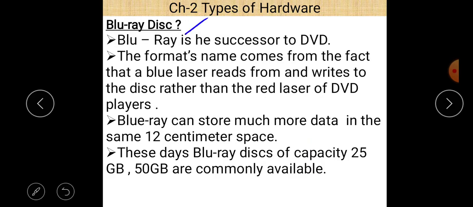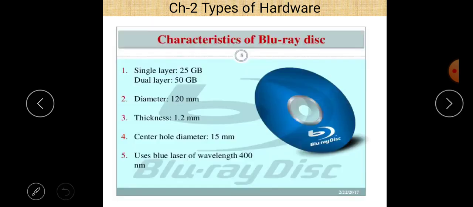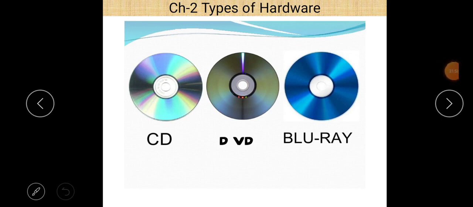Next is Blu-ray disc. Blu-ray disc is a successor of a DVD, and they can store data up to 50 GB. The most common size is 25 GB. And a blue laser is used in it, while in DVD a red laser is used. In Blu-ray disc, a blue laser is used, that's why they are called Blu-ray disc, while in DVD a red laser is used. So these are the key features or characteristics of a Blu-ray disc, and that is a diagram of Blu-ray disc.